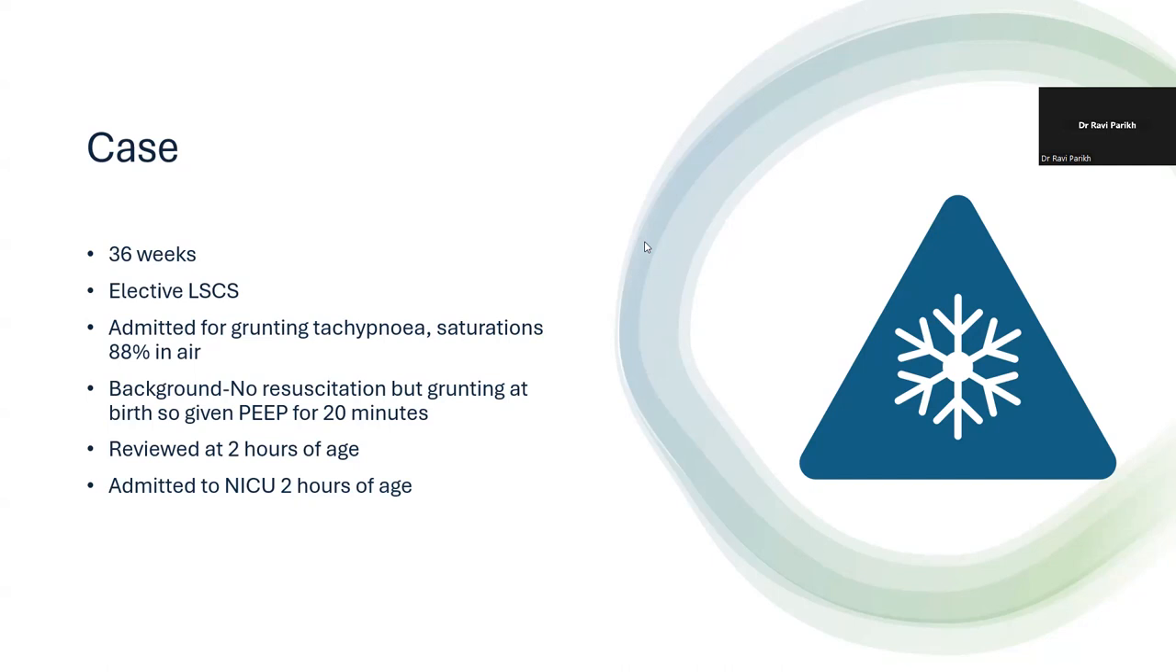There are no risk factors for sepsis. This was an elective cold section at 36 weeks because the baby is 4.5 kilos breech and the mother's gone into labor. There was prior agreement with the mother that if she went into labor and the baby was breech, they'd have an elective cesarean. She's not been in labor very long for this.